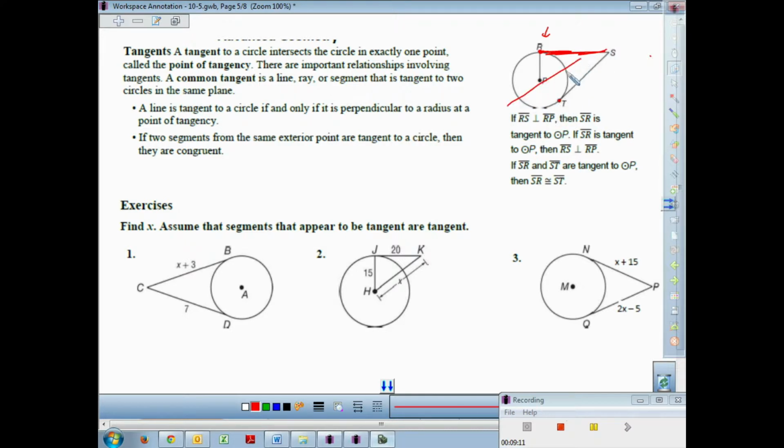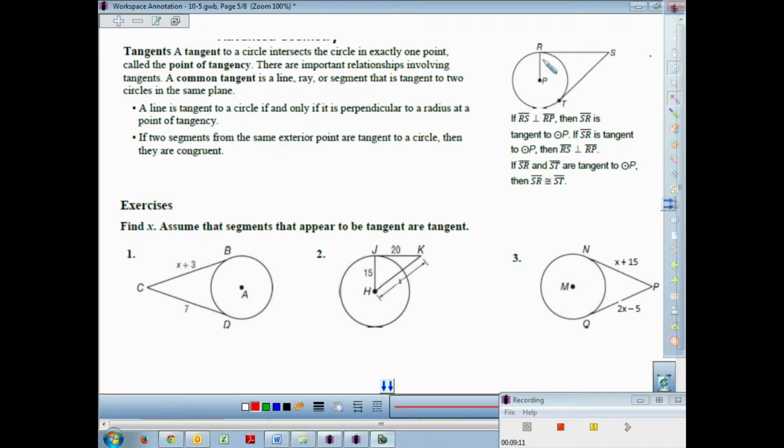See, that guy right there is not a tangent segment because it touches the circle in more than one place. So if it touches in more than one place, that's not a tangent. It's not the same thing as our sine, cosine, and tangent kind of thing, but it's the same word. And here's the basic rule.